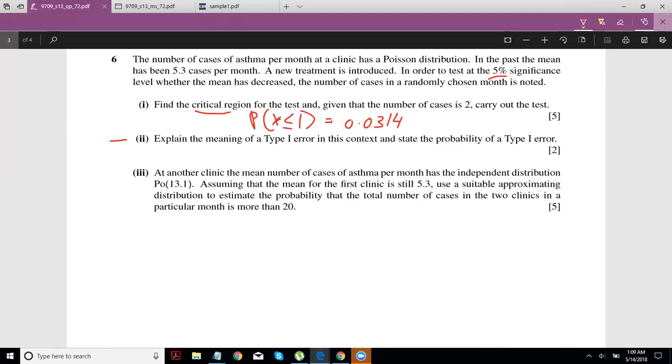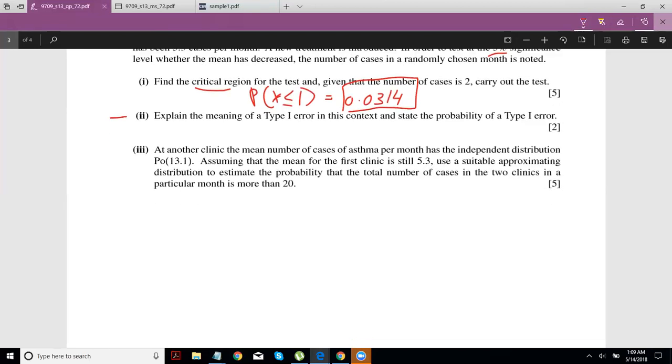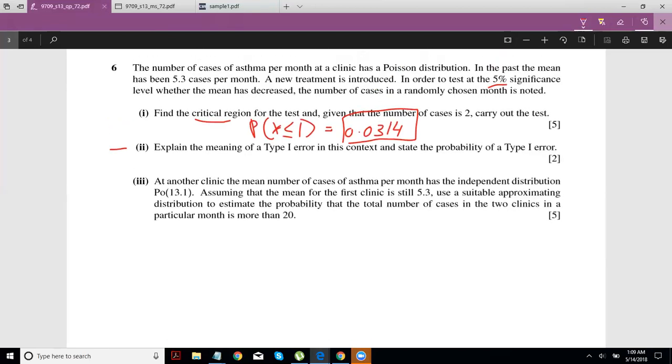So wherever you overshoot, wherever your probability goes over 0.05, let's say, you will stop and you take the x value behind that. So in this case, when you calculated x is less than or equal to 2, it overshot 0.05, which is why we picked x is less than or equal to 1 as our critical region. And the probability of the critical region, as we would already have calculated in this question, is 0.0314. And again, the key thing here, it does not necessarily correspond with your significance level.